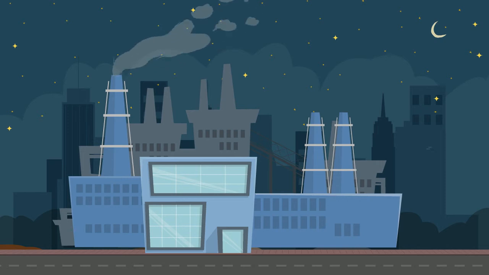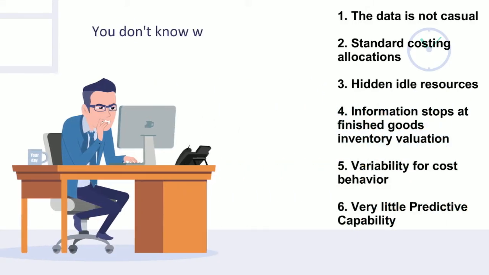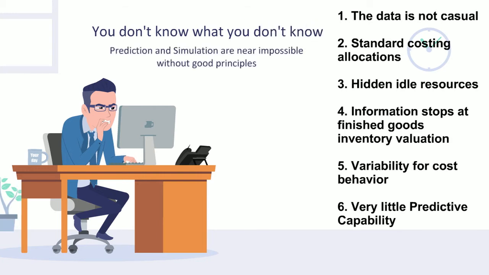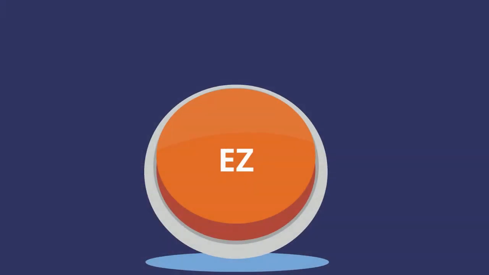Number 6. Very little predictive capability. When a cost model does not reflect actual cost behavior, it cannot be used in predictive tasks or to enable the crucial managerial activities of planning and simulation. As you can see, the easy button simply cannot satisfy internal decision support needs.